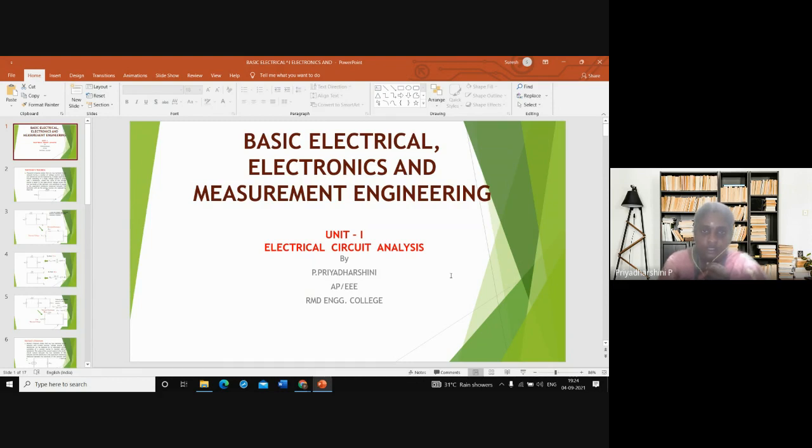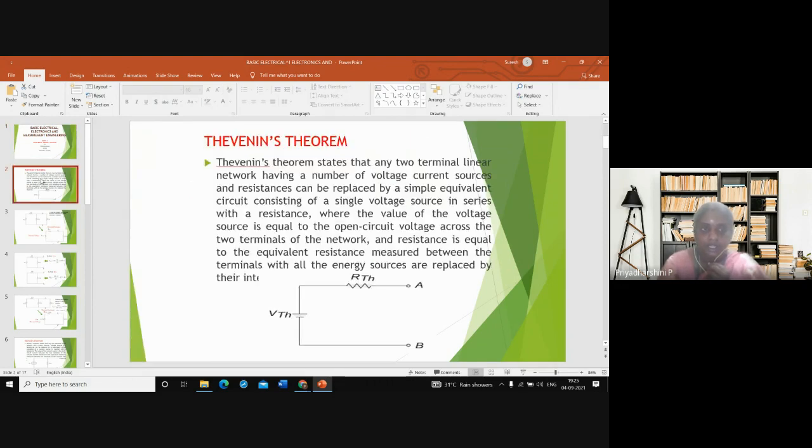Today we are going to see a topic from the subject Basic Electrical Electronics and Measurement Engineering. The topic is from Unit 1, Electrical Circuit Analysis. So we will move on to the topic now. Our topic today is the network theorems.